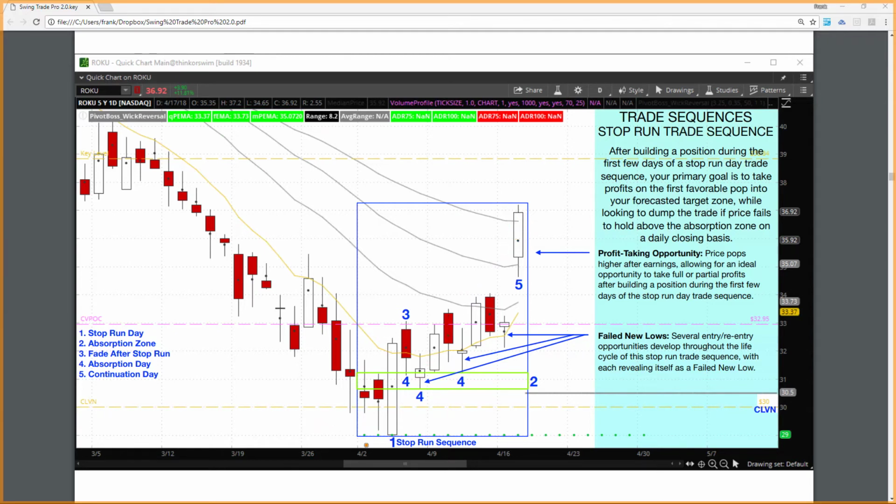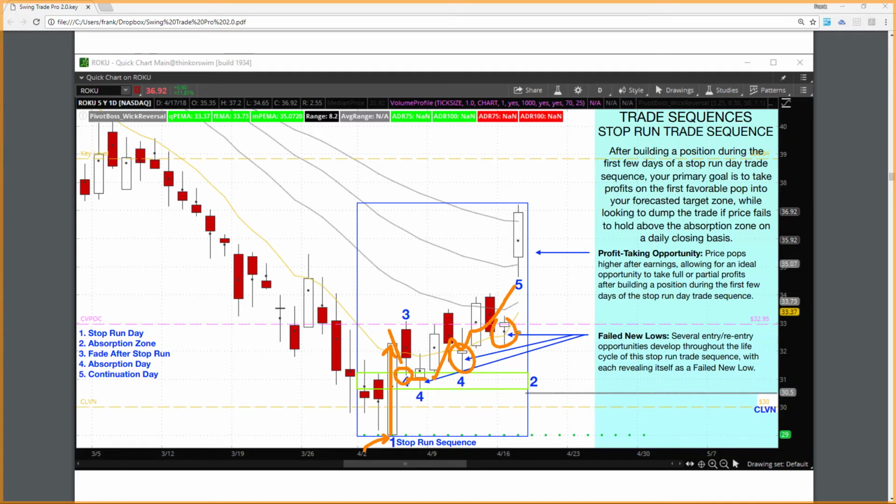It had everything. It had a failed new low, a high range stop run day, the fade after stop run, you had the retest after stop run, you also had a failed new low in the absorption zone, and then multiple failed new lows that allowed you to add exposure if you wanted at that point.